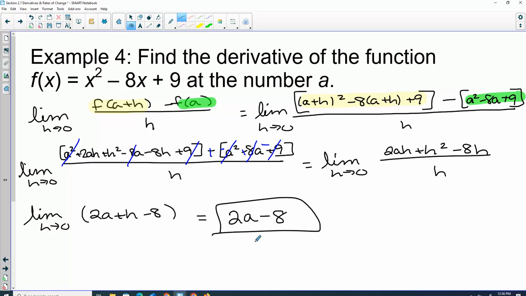Yep. It'll work as well. Why did you get rid of that h then? Oh, h was approaching 0.